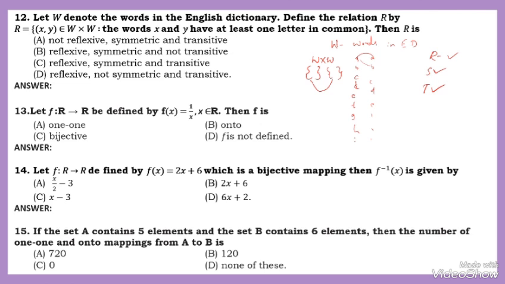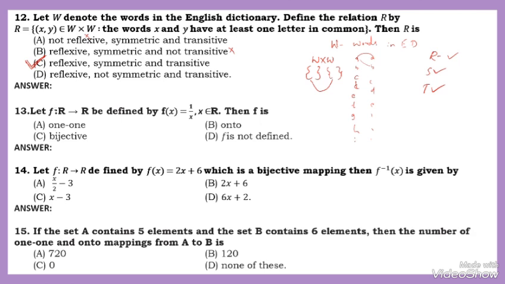Not reflexive, the option number A, not there. Reflexive, symmetric and not transitive, this option is also wrong. Reflexive, symmetric and transitive, both the properties hold. The option number C is correct.